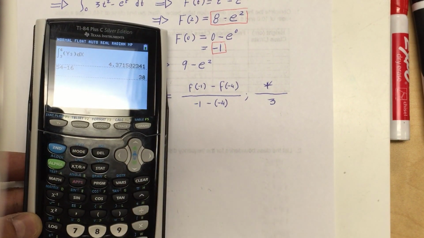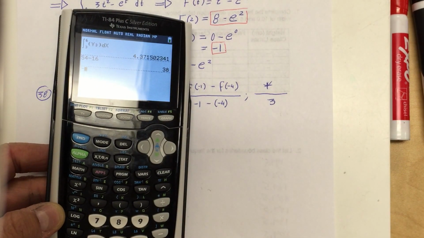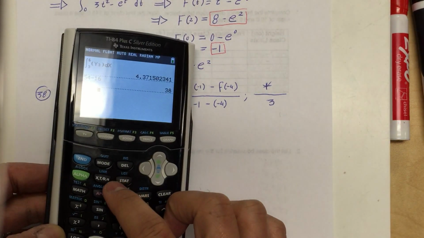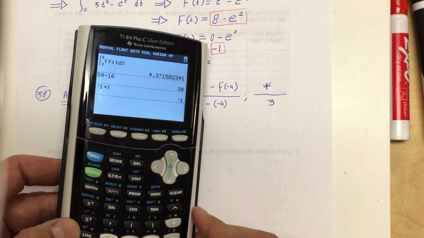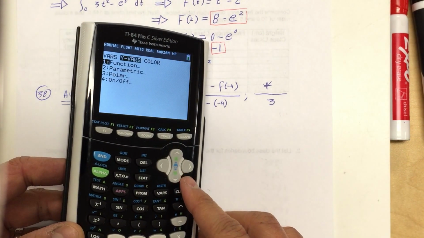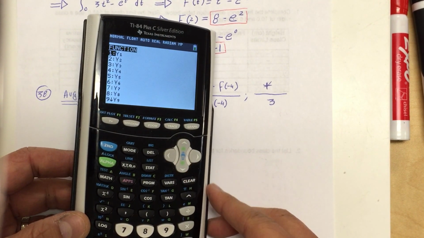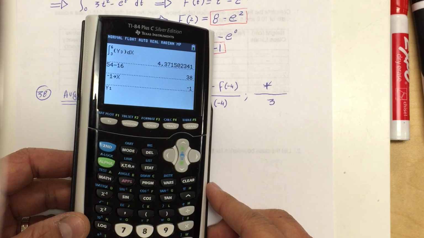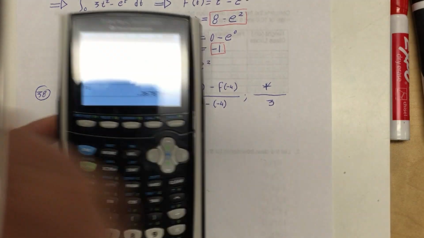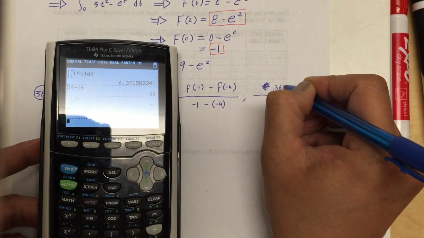So now I'm going to evaluate that at -1. And the way how you do it nicely is you go -1. You're going to store that as the letter x. So store, and then the letter x. Now that allows you to store -1 into the letter x. And all you have to do now is call out the function that you stored. It was stored under y1, so we access y1, and guess what we get? We get 0.368. So the first guy here is 0.368.